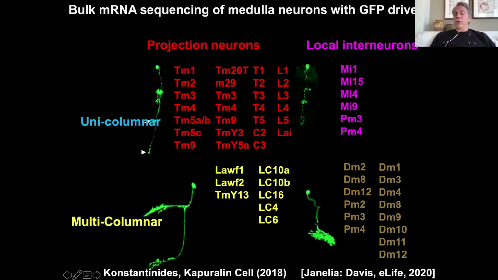And so what you can do is take flies which express this GFP in one neuron, for example in TM1, and purify by FACS all the TM1 neurons, and then do deep sequencing, bulk sequencing, over these neurons. We did that for 21 neurons that way. It was very hard, FACSing each one of them was difficult, but we managed to do that.